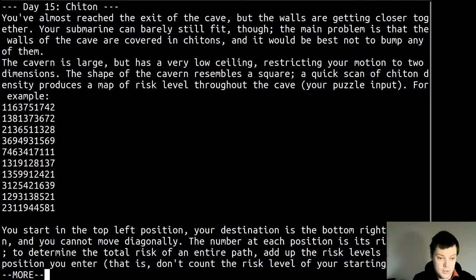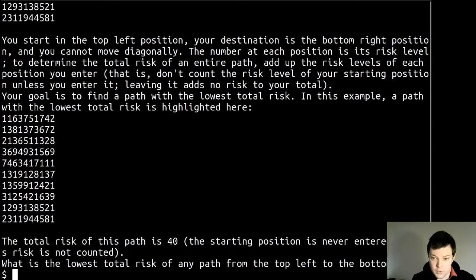For example, you start in the top left position, your destination is the bottom right position, and you cannot move diagonally. The number at each position is its risk level. To determine the total risk of an entire path, add up the risk levels of each position you enter. That is, don't count the risk level of your starting position, okay? And don't count the risk level of your starting position unless you enter it. Why would I enter it? Your goal is to find a path with the lowest total risk.